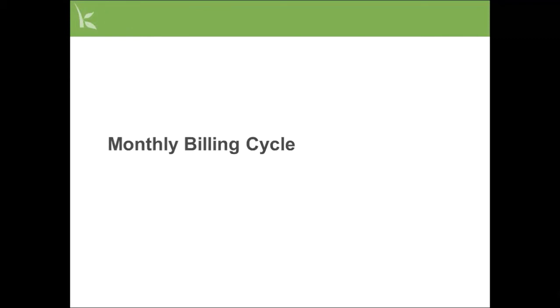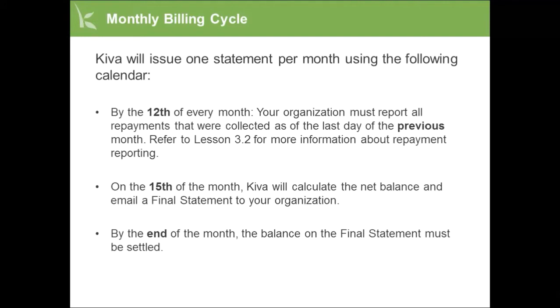Now that we understand how net billing works, let's review the monthly billing cycle. As we learned earlier in this lesson, Kiva will issue one statement per month. This statement is issued using the following calendar. By the 12th of every month, your organization must report all repayments that were collected as of the last day of the previous month. Refer to Lesson 3.2 for more information about repayment reporting. On the 15th of the month, Kiva will calculate the net balance and email a final statement to your organization. By the end of the month, the balance on the final statement must be settled.